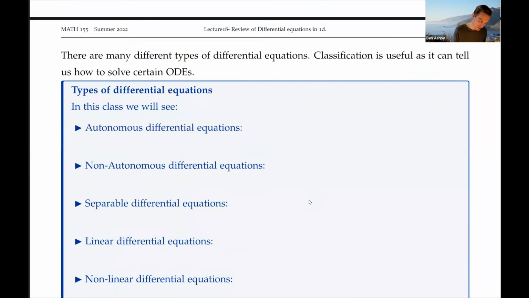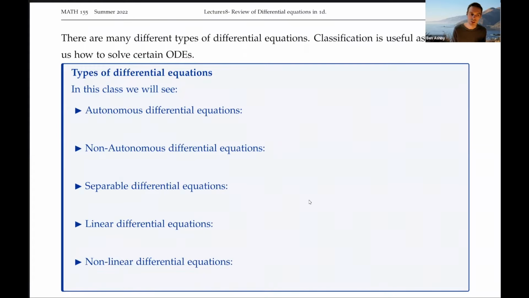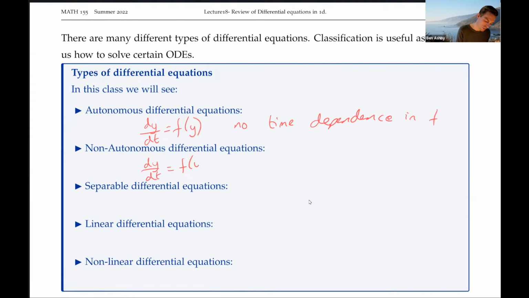Okay, so there are lots of different types of differential equations. Just to summarize them, we have autonomous differential equations if, say, we can write dy/dt = f(y), where there is no time dependence in our function f. This compares with non-autonomous differential equations, where we would instead write dy/dt = f(y, t). So this function here depends on time.